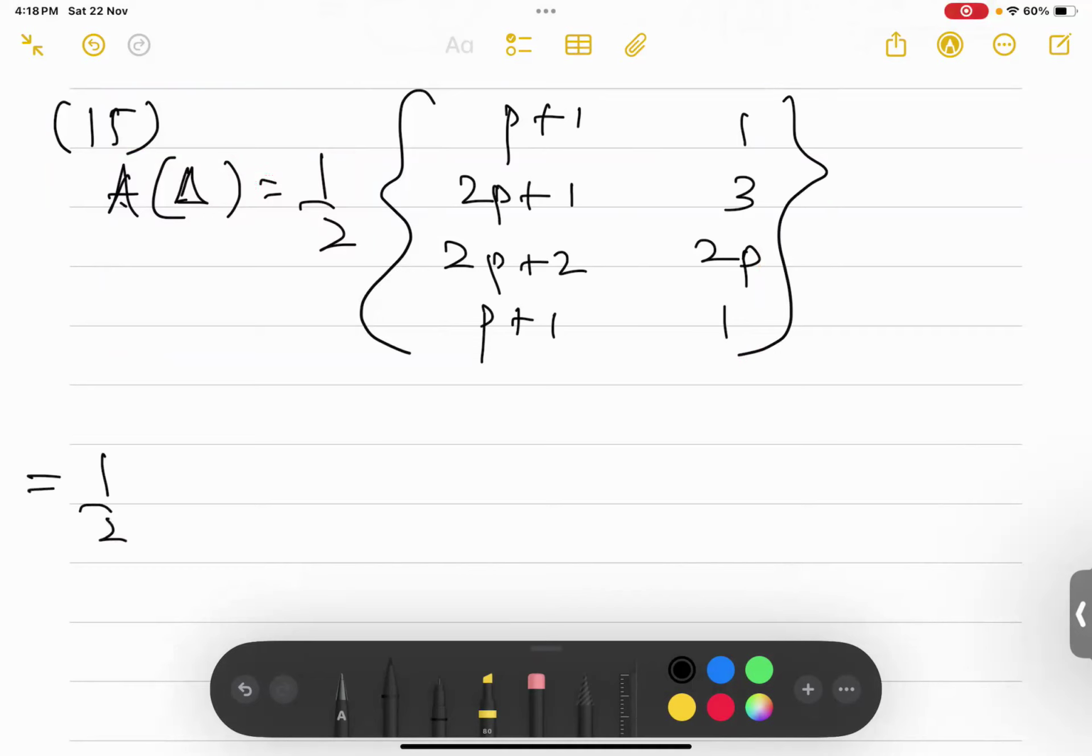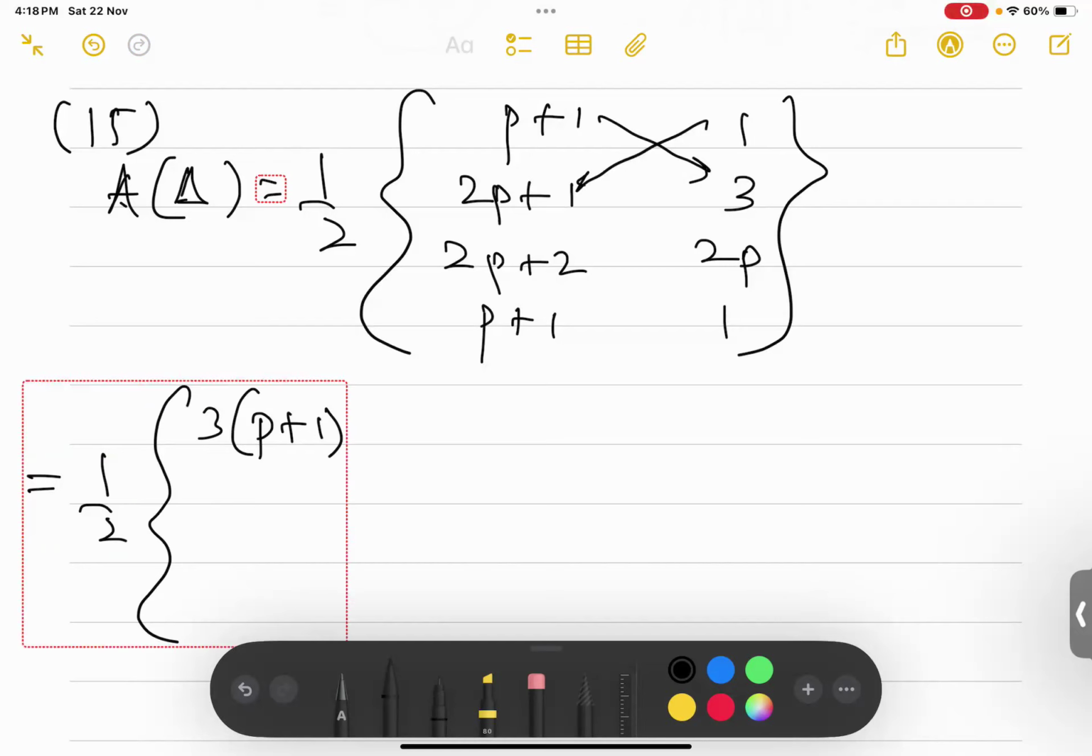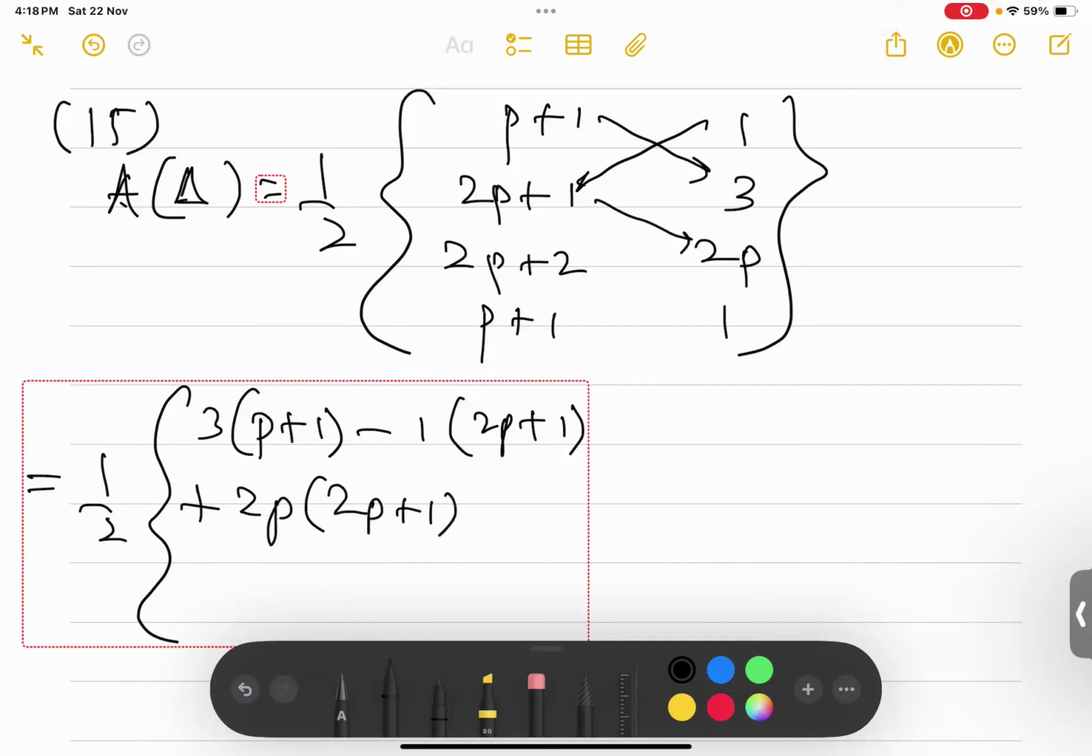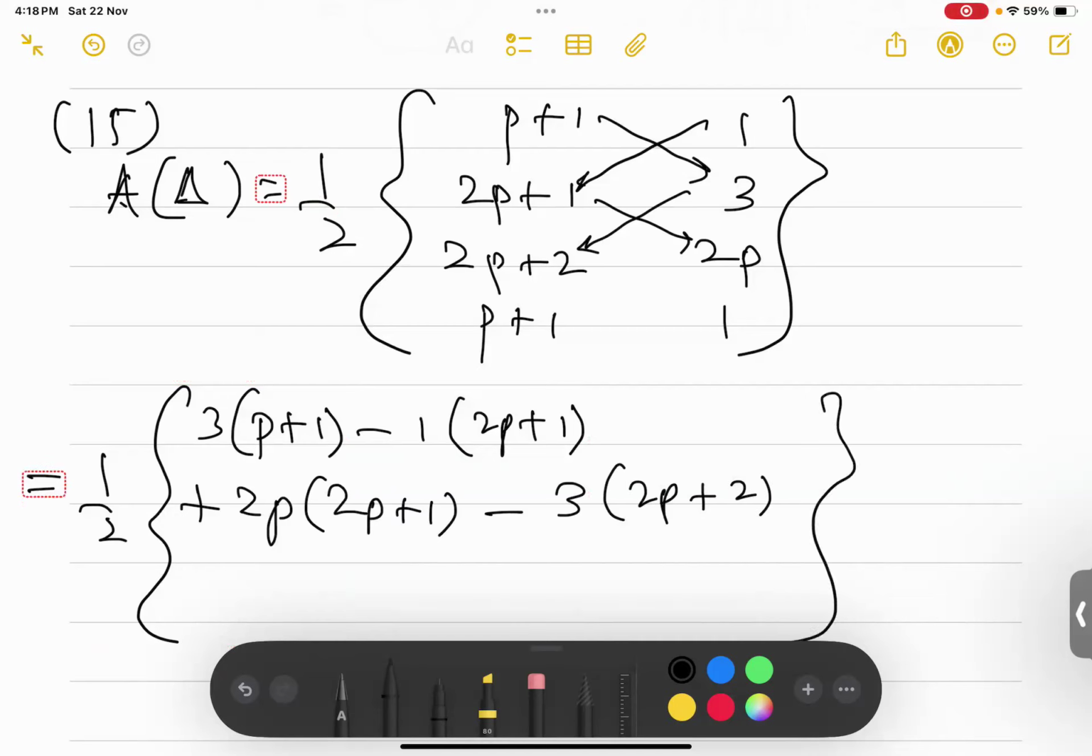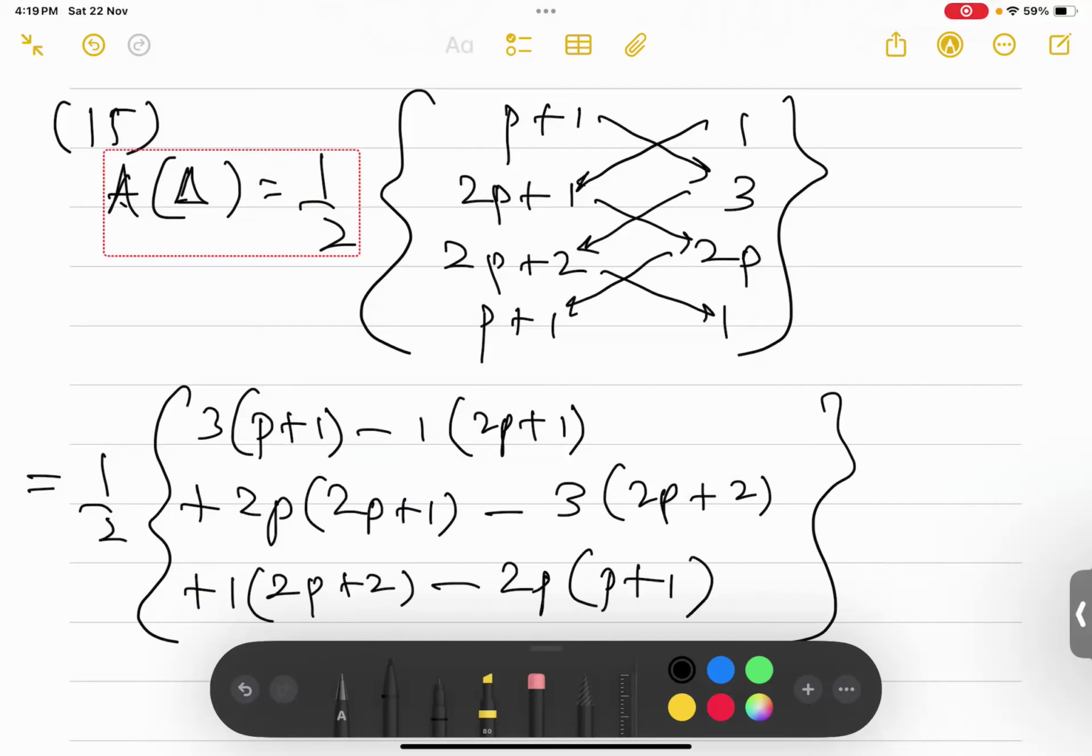Okay. So this will be half into 3 into p plus 1 minus 1 into 2p plus 1 plus 2p into 2p plus 1 minus 3 into 2p plus 2 plus 1 into 2p plus 2 minus 2p into p plus 1. So now you are supposed to solve this.